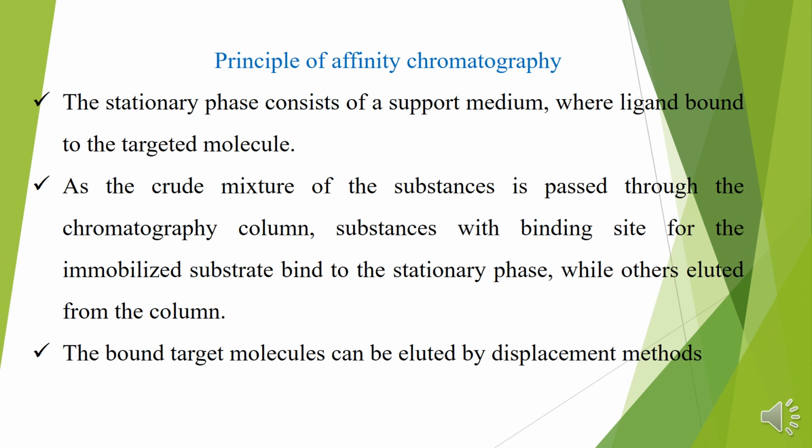So what is the basic principle of affinity chromatography? It contains a mobile phase and a stationary phase, and the mobile phase will always be liquid, and the stationary phase consists of a support medium where the ligand is bound to the targeted molecules. As the crude mixture of substances is passed through the chromatographic column, the substances with a binding site for the immobilized substrate bind to the stationary phase, while others are eluted out from the column. The bound target molecules can be eluted by the displacement method.